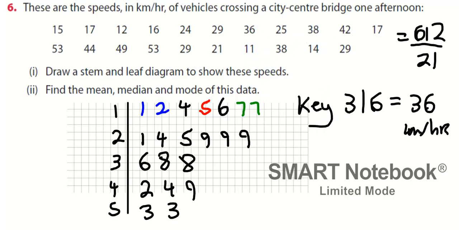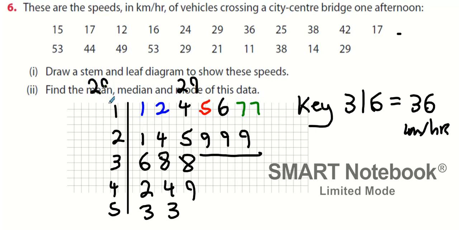Now, who's the mode? Can anybody tell me? The mode. Who's the most common answer? 29 happened 3 times, so 29 is definitely the mode. And it's also the mean, as it turns out.